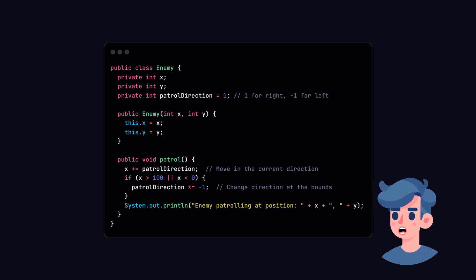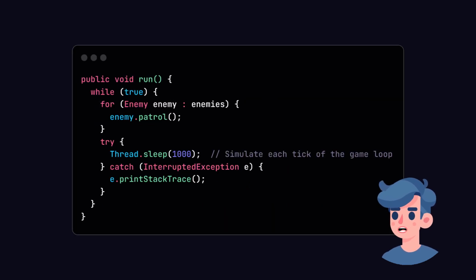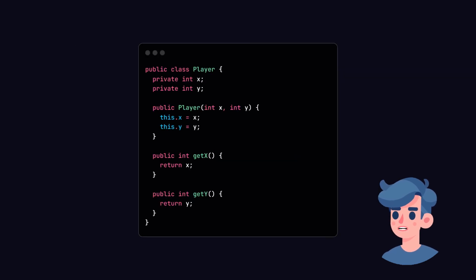Now, let's implement the patrol logic to vary the enemy's movements. Now, the enemies will automatically change their direction once they hit the edges of the defined boundaries. We can visualize our game loop by calling the patrol method in our game loop. This game loop continues infinitely, calling the patrol method for each enemy every second.